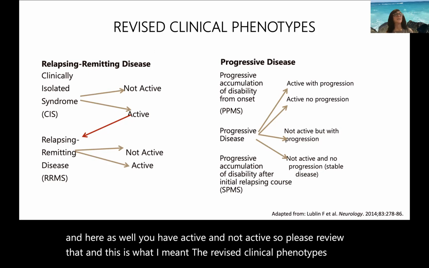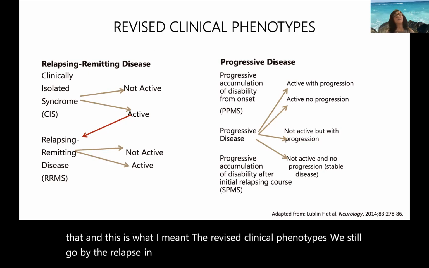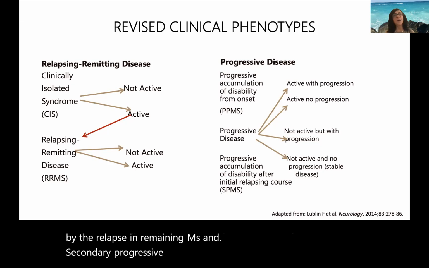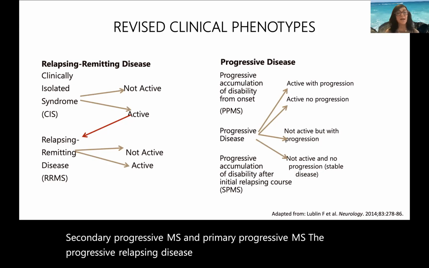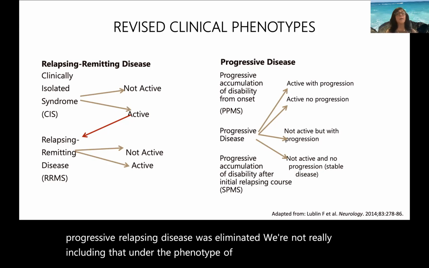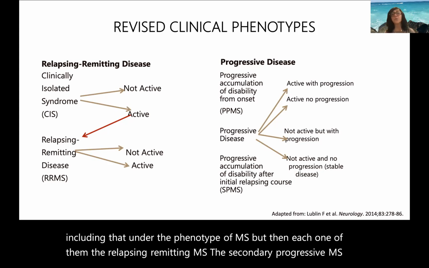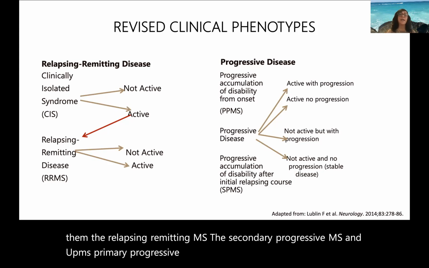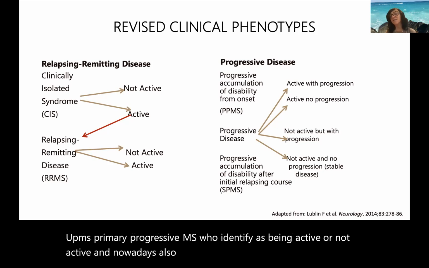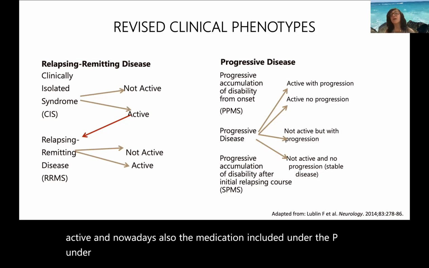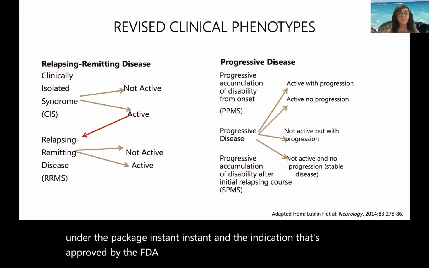We still go by relapsing-remitting MS, secondary progressive MS and primary progressive MS. The progressive relapsing disease was eliminated. We're not really including that under the phenotypes of MS. But then each one of them, relapsing-remitting MS, secondary progressive MS and PPMS, primary progressive MS, will be identified as being active or not active. And nowadays also the medication's package insert includes the indication that's approved by the FDA, which we'll talk about more in the next talk.